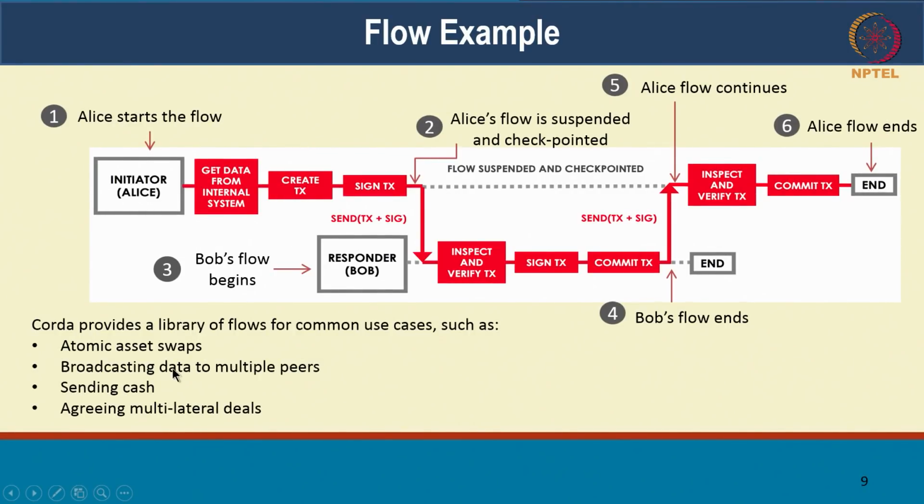Corda provides a library of flows for common use cases, such as atomic asset swaps, where assets are exchanged between parties, broadcasting to multiple peers, sending cash information. This broadcast is basically achieved through multiple unicasts, right? So agreeing multilateral deals. For some of these common flows that are seen in financial use cases, Corda provides a library of these flows. These flows, together with the contract logic itself, comprise the whole transaction life cycle, and how transactions go from proposal to commit, how they happen.